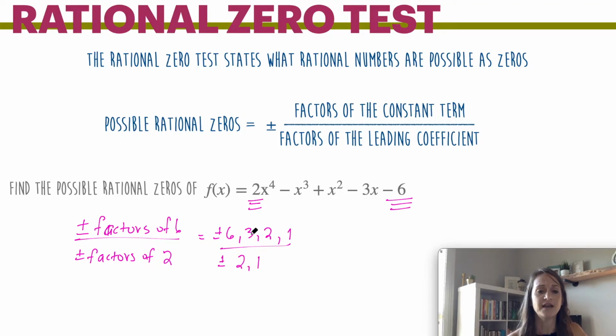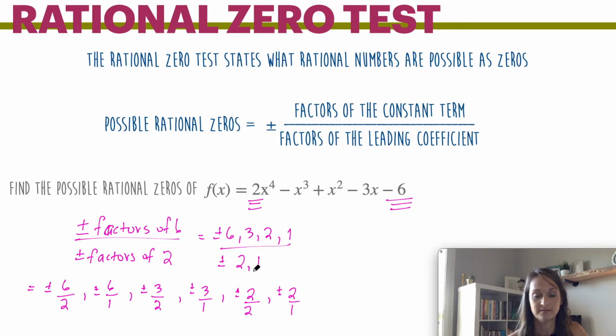To find all the possibilities, you take the first factor and say, okay, it could be plus or minus 6 over 2, or plus or minus 6 over 1. Then you take the next number, which is 3. It could be plus or minus 3 over 2, or plus or minus 3 over 1. Then you take 2. It could be plus or minus 2 over 2, or plus or minus 2 over 1. And then the last factor on top, it could be plus or minus 1 over 2, or plus or minus 1 divided by 1.